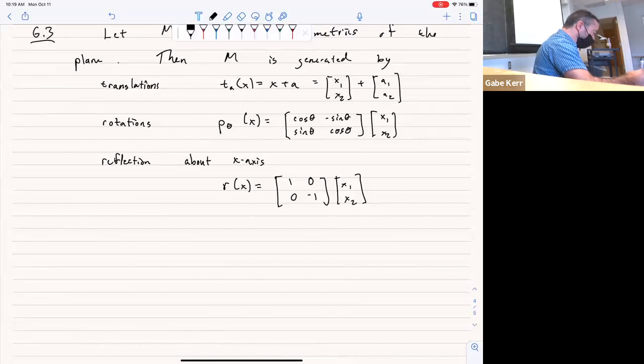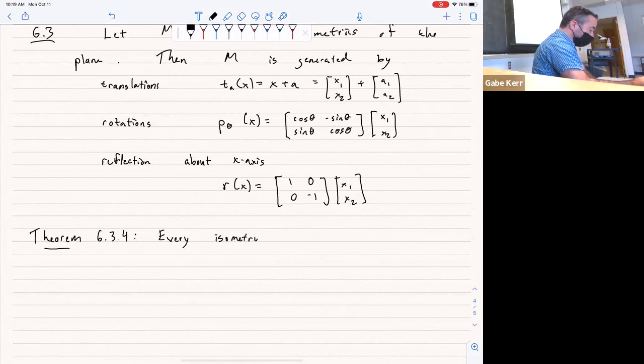Okay. So this theorem says the following thing. It is a sort of surprising theorem, I think. 6.3.4. So it classifies isometries of the plane. So every isometry of the plane has one of the following forms. The first, or A, is when it's orientation preserving.